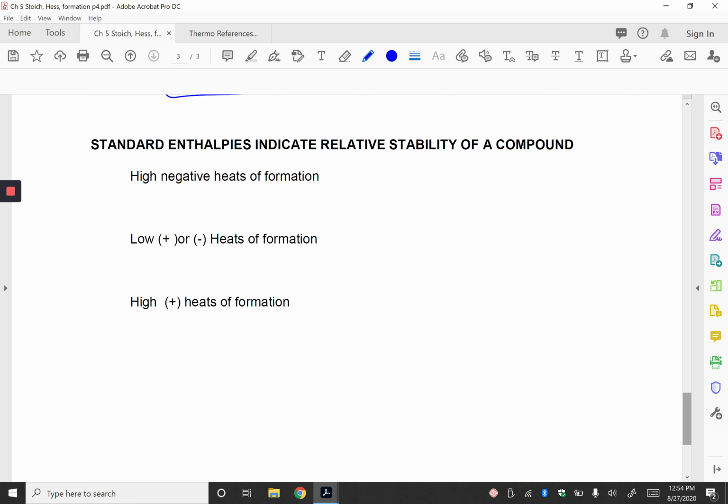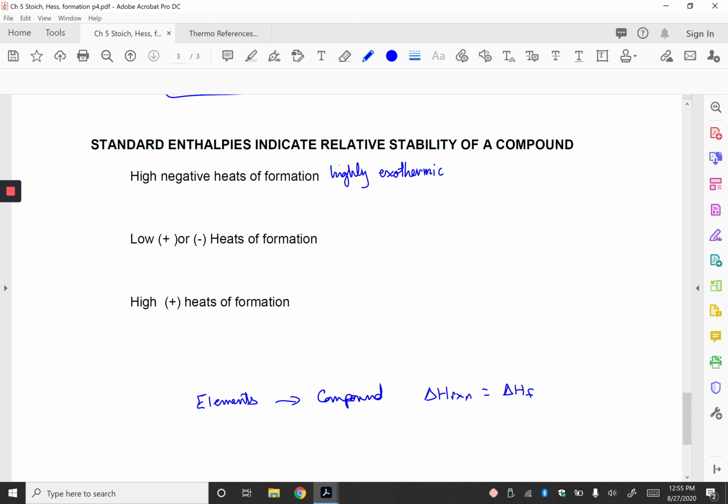Remember that when we have a heat of formation, that means it's the heat that's transferred when you take your elements, react them together to form a compound, right? Delta H of the reaction is the delta H of formation for that compound, right? So if my delta H of formation, delta H for this reaction, is a very high negative value, so highly exothermic, what does that mean?